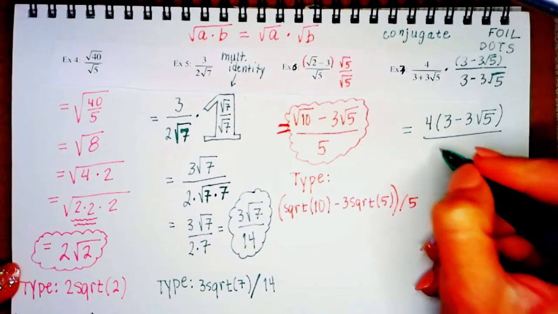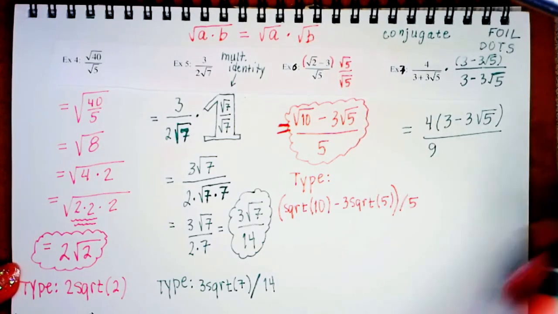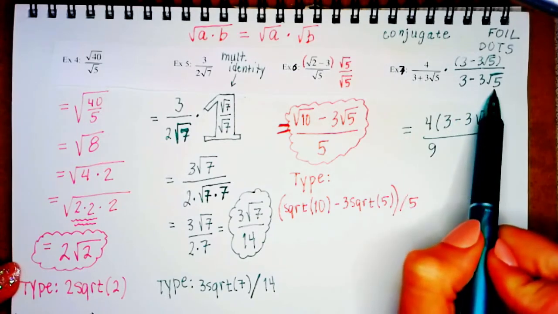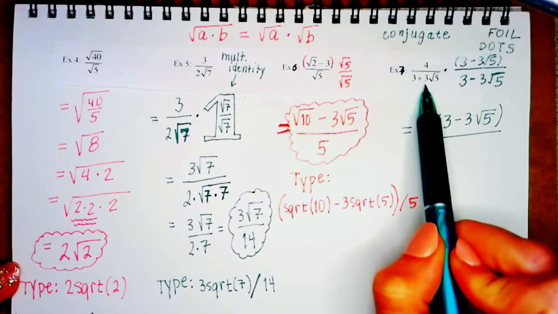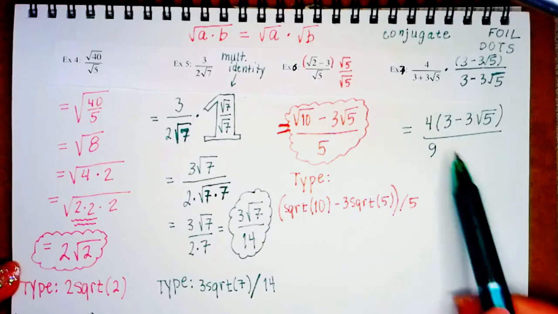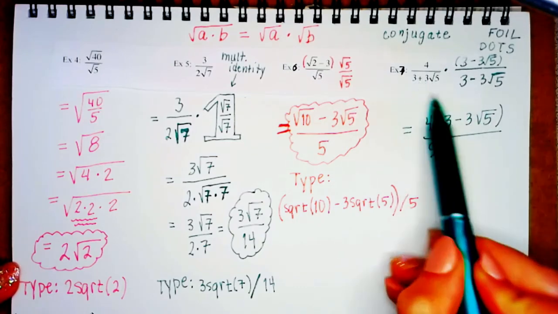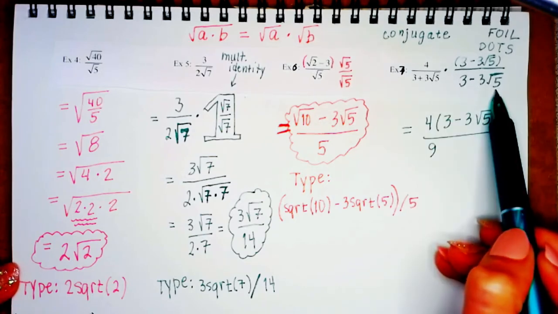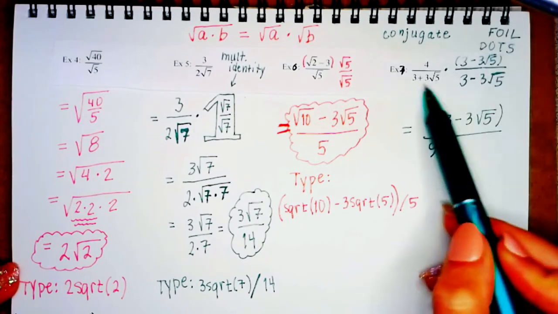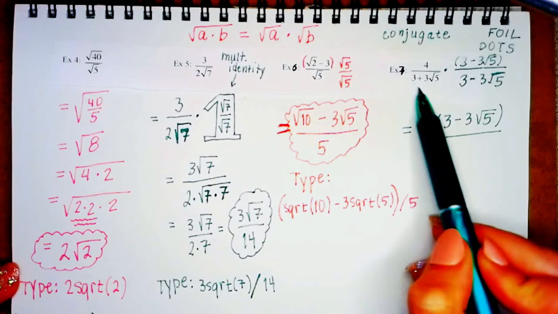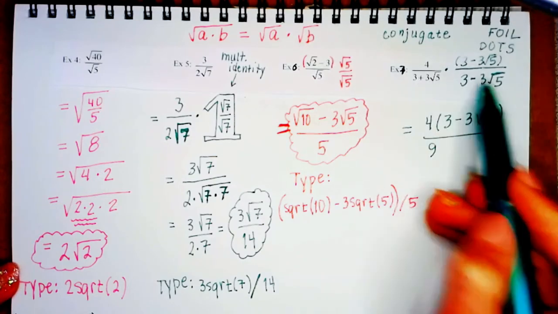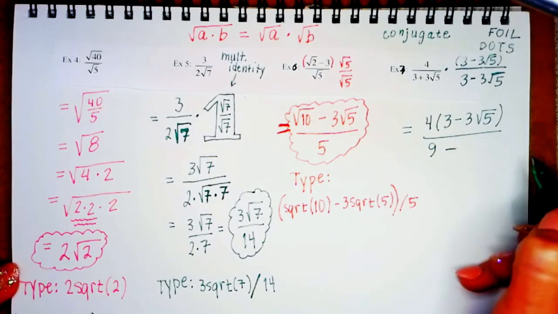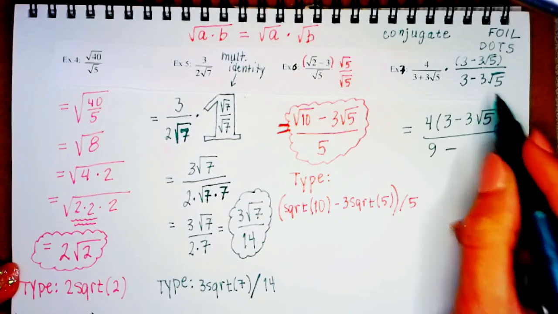First times first is 9. Outer is minus 9 root 5. However, inner is plus 9 root 5. Please don't waste your time. That equals 0. Adios, goodbye. Last times last, and this only happens when they're conjugates. Last times last will give us a positive times a negative is negative 3 root 5 times 3 root 5.